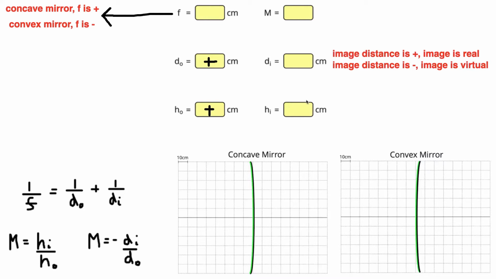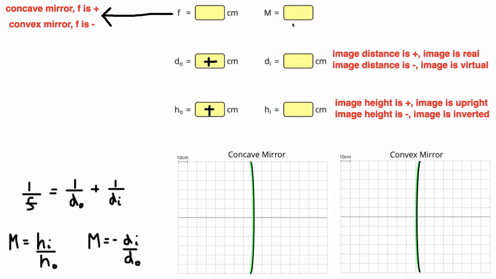The height is similar. Whether it's positive or negative tells us something about our image. This time it tells us the way up it is. So if our image height is positive, that's telling us our image is upright, so the right way up. On the other hand, if our image height is negative, that's telling us our image is inverted, so it's going to be upside down.